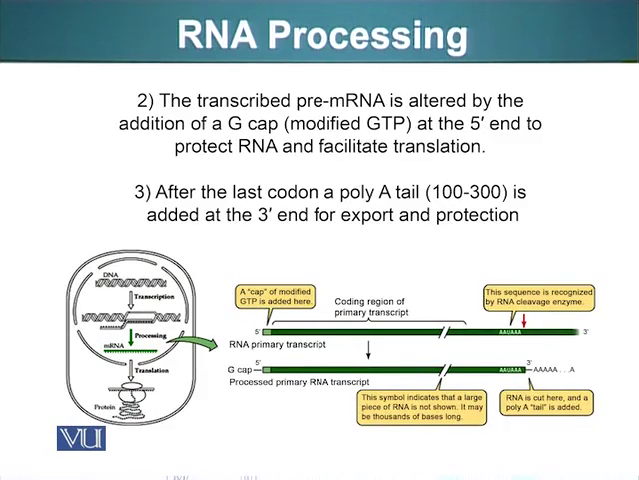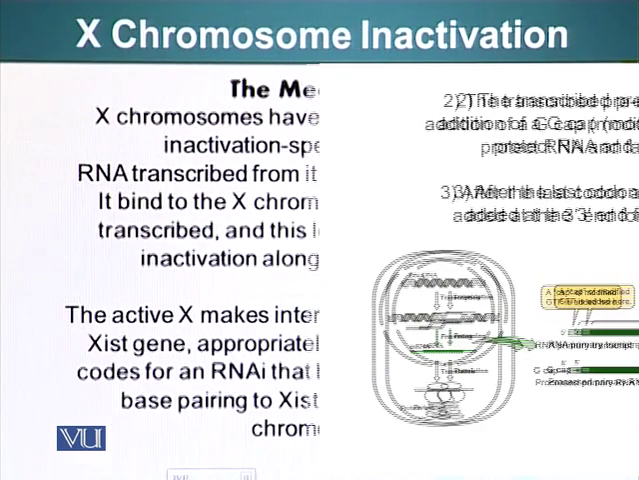So as I mentioned earlier, pre-messenger RNA goes through these three steps: removal of introns, addition of the GCAP, and addition of the poly A tail at the 3' end. Now this messenger RNA is ready for export and being translated into a protein.